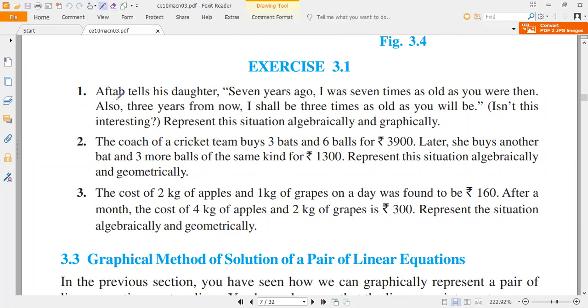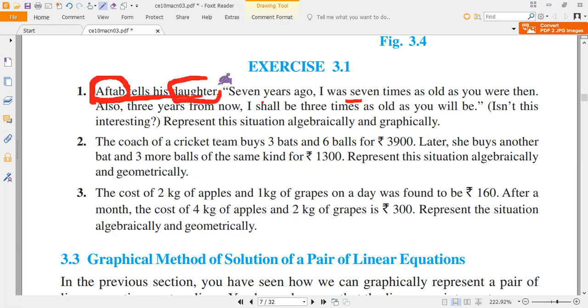Aftab tells his daughter, 7 years ago, I was 7 times as old as you were then. Also, 3 years from now, I shall be 3 times as old as you will be. Represent this situation algebraically and graphically. How many persons are here? 2 persons. One is the father, Aftab, and one is the daughter.